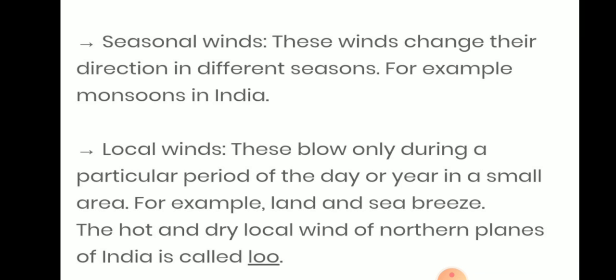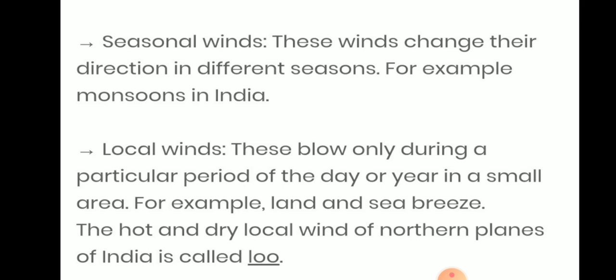Third, we have the local wind. This wind blows during a particular period of a day or a year in a small area. For example, land and sea breeze, and the wind called Lu, a hot dry local wind of the northern plains of India. So these are some examples of local wind. So remember, local winds are those which blow only during a particular period of a day or year in a small area.